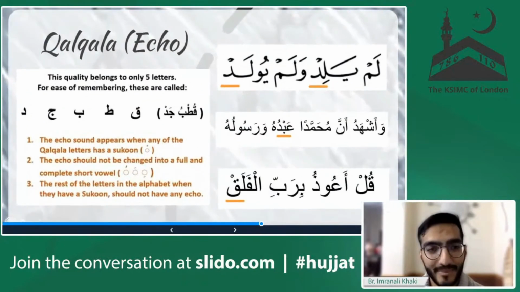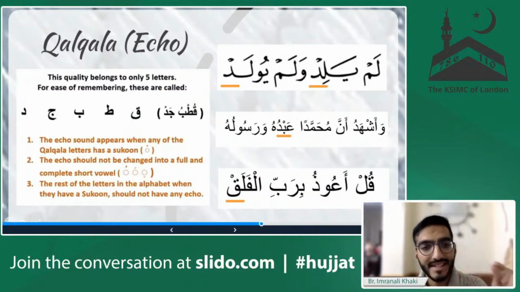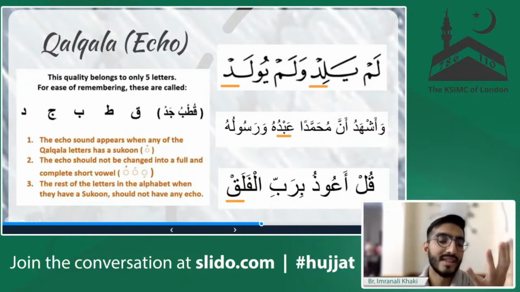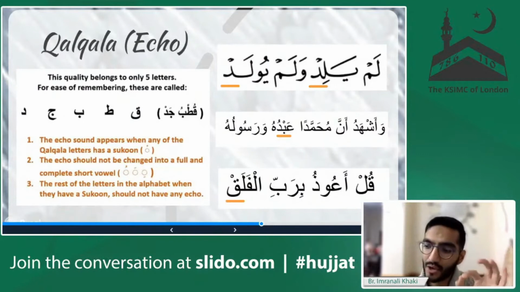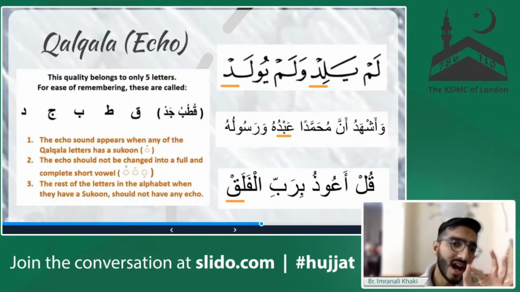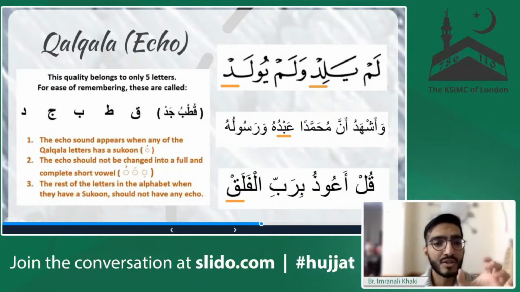And then the next lesson we went on to was qalqala. That was my favorite lesson, where these particular letters, we put an echo on them if there's a sukun on them. So there was qaf, ta, ba, jim, and dal, 5 letters. And we said that we remember them through the phrase qutub jad. And we said that you have to echo, make sure it's only a half vowel rather than a full vowel. So you have to make sure that it doesn't go into a fatha.